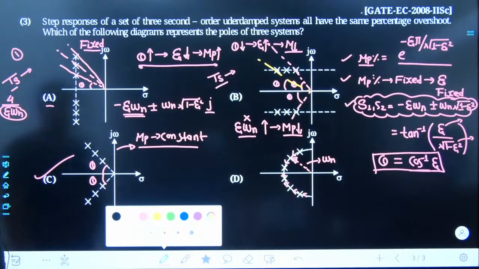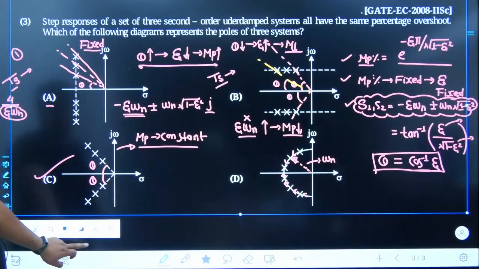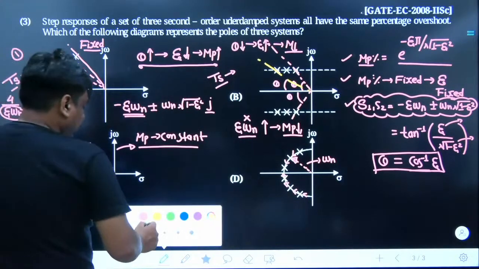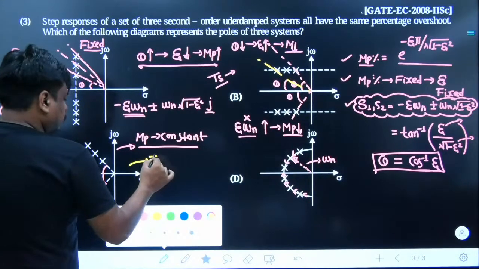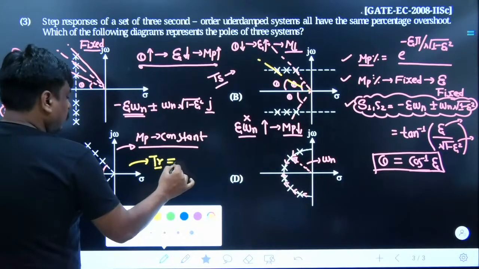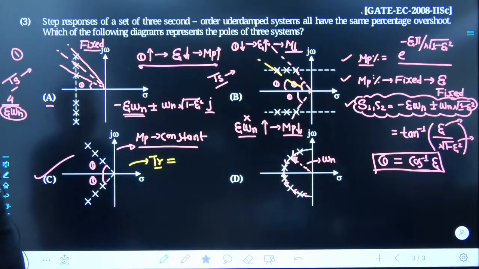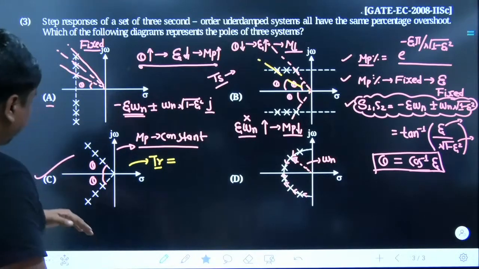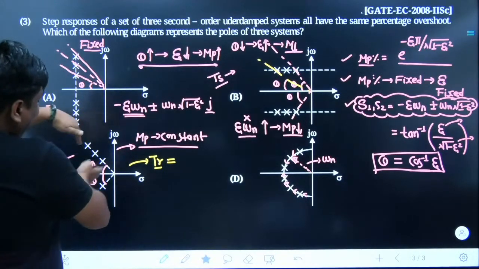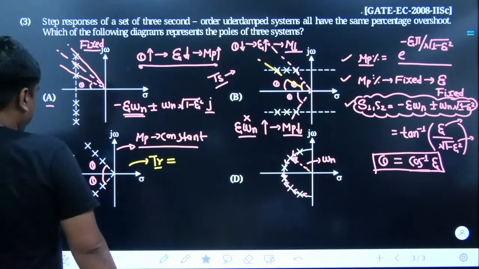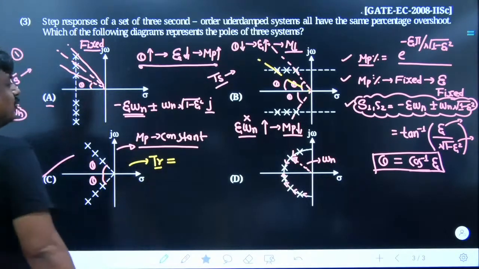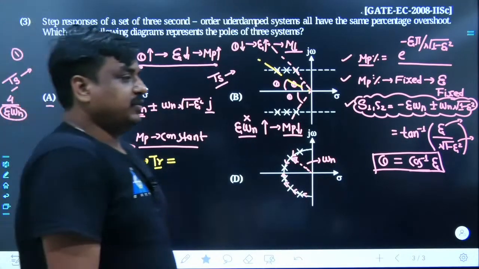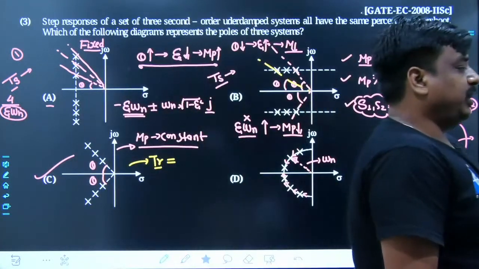Let me focus on question number C. May I know what would be the effect over the rise time? Because there are several time domain factors which we have studied so far. If the poles keep sliding while maintaining a certain angle from the negative sigma axis, what would be the effect over the rise time? Would it increase? Would it decrease?